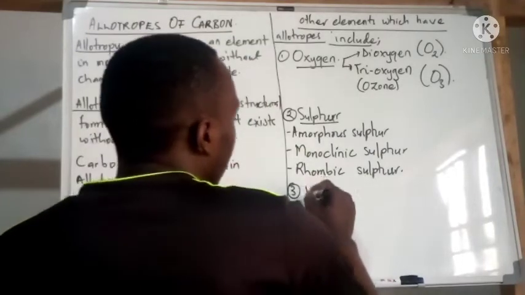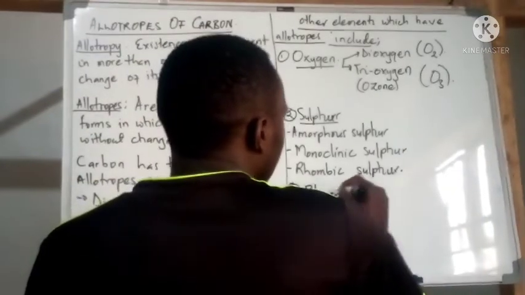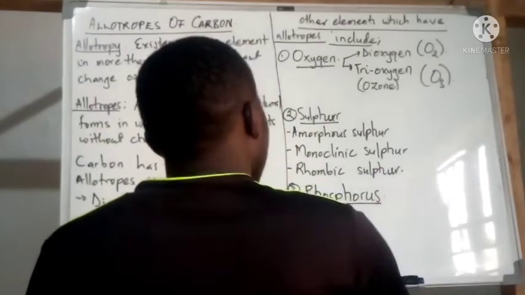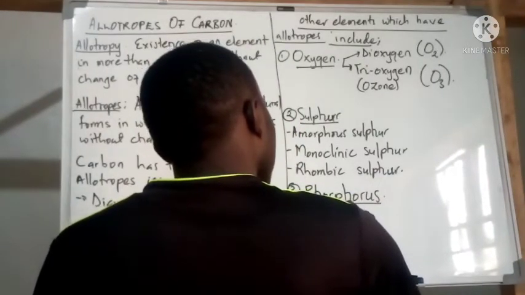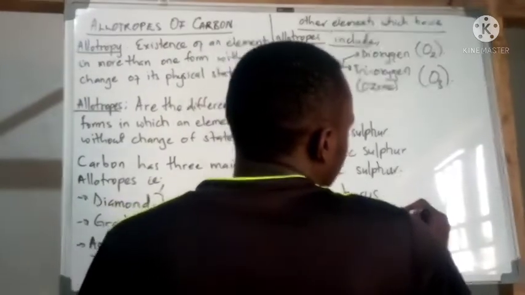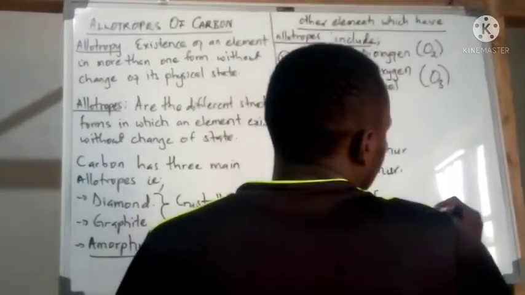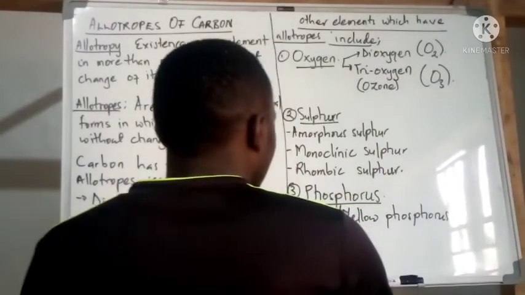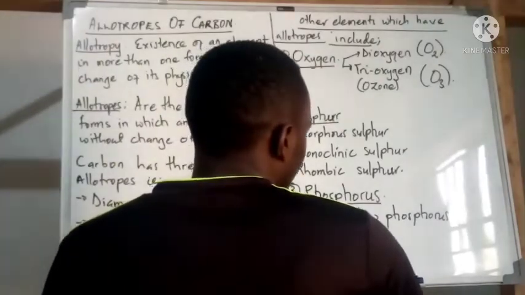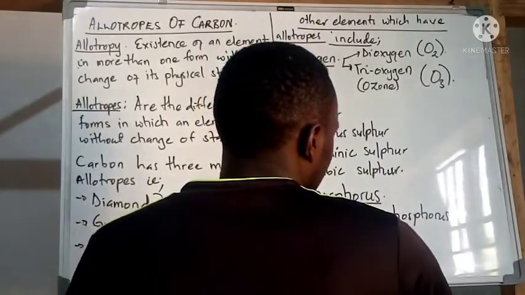Three is phosphorus, which shows us white. Sometimes it is called yellow phosphorus. And then it shows us red phosphorus, among others.